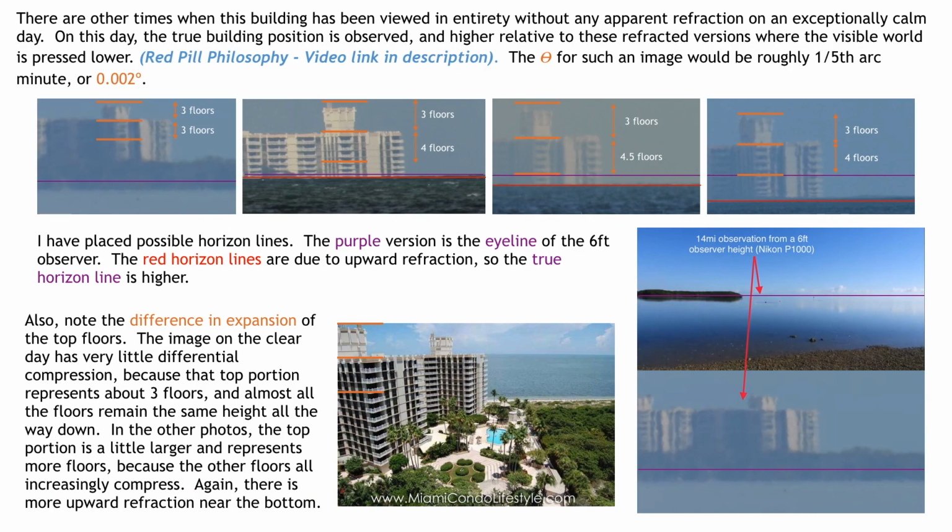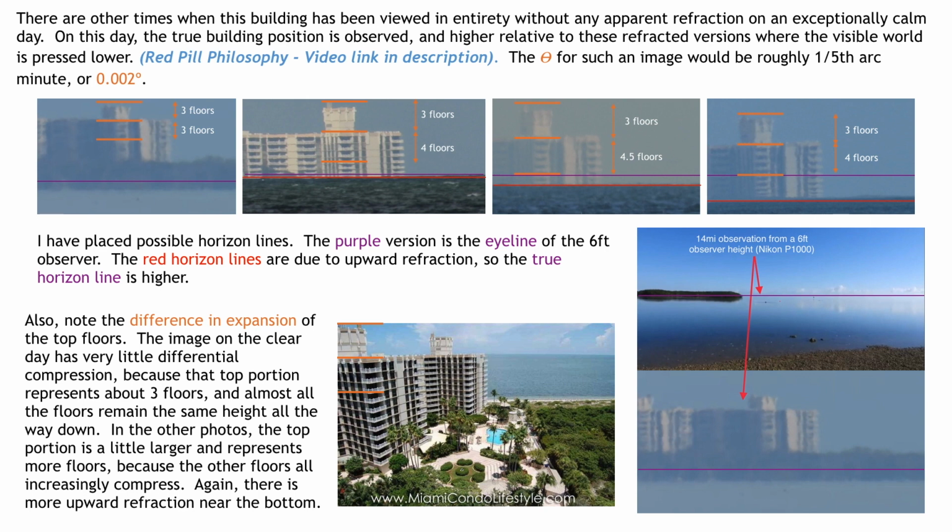So there are other times when this building has been viewed in entirety without any apparent refraction on an exceptionally calm day. On this day, the true building position is observed and is higher relative to these refracted versions where the visible world is pressed lower. Again, video link in the description. The theta for such an image would be roughly 1/5 an arc minute or 0.002 degrees on this day.